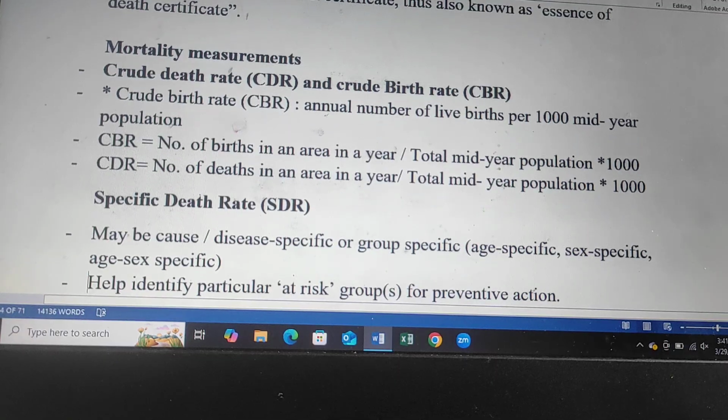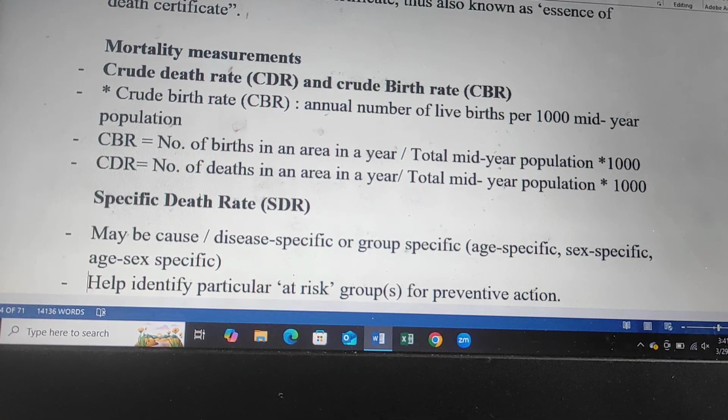Mortality measurement: crude death rate and crude birth rate. Crude birth rate is the annual number of live births per 1,000 mid-year population, that is, the number of births in an area in a year over the total mid-year population, per 1,000. Crude death rate is the number of deaths in an area in a year over the total mid-year population, per 1,000.